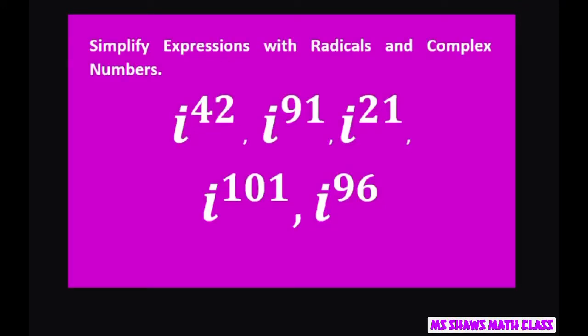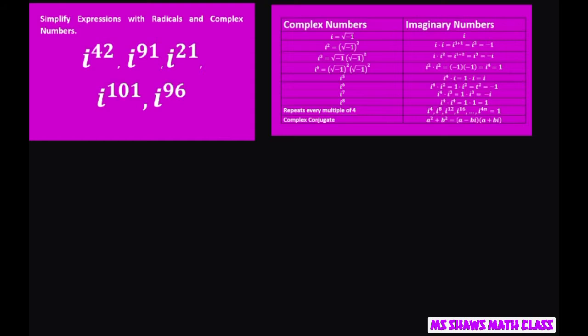Everyone, we're going to simplify expressions with these complex numbers here. So the first thing we need to know before we start is you need to know your i's repeat every 4. So we get i equals the square root of -1, i squared equals -1, i cubed is -i, and i to the 4th equals 1.